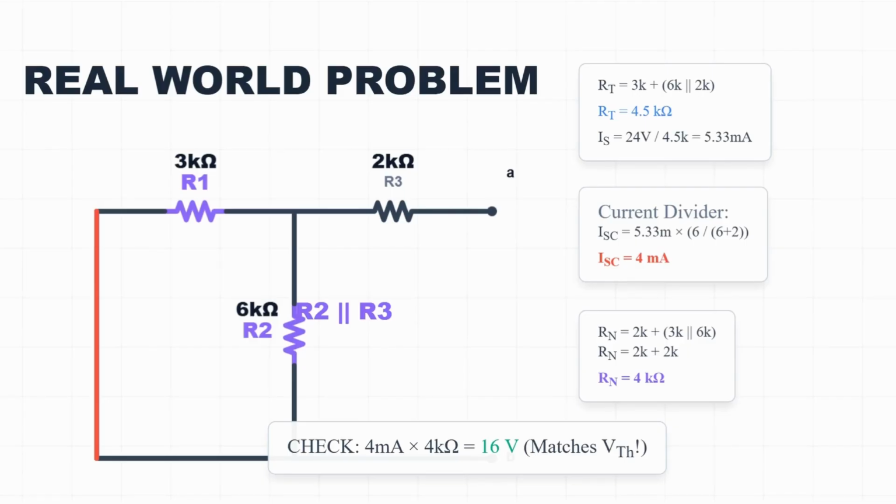Let's check. Remember R Thevenin was 4K, it matches. Remember V Thevenin was 16V. Does I Norton times R Norton equal V Thevenin? 4 milliamps multiplied by 4 kilo ohms equals 16 volts. It works beautifully. We found the exact same equivalent behavior using a completely different method.